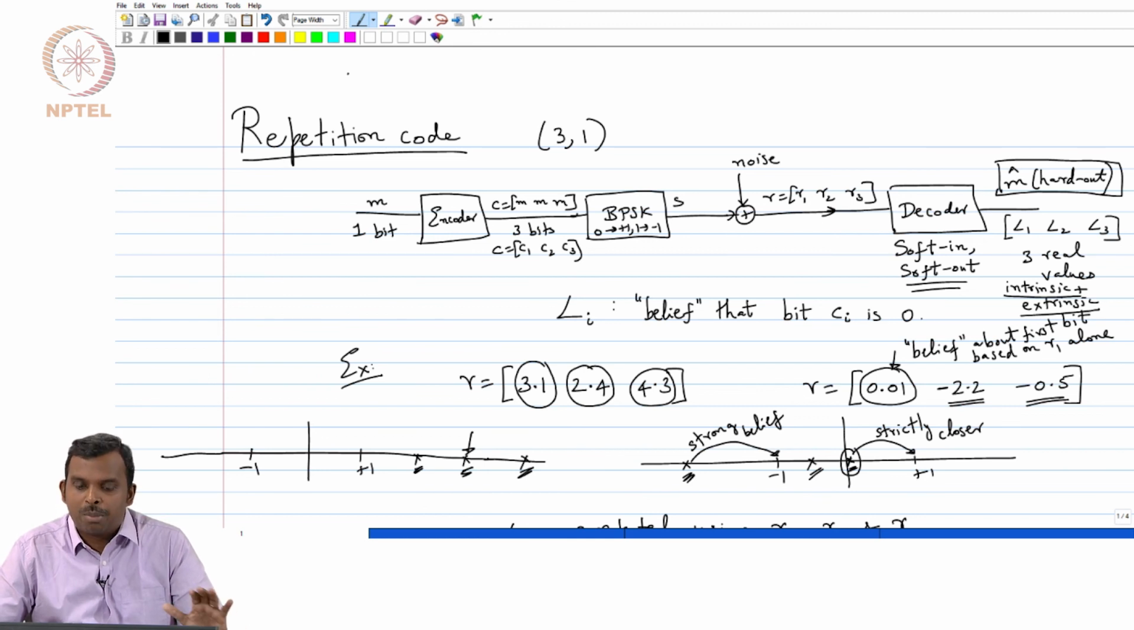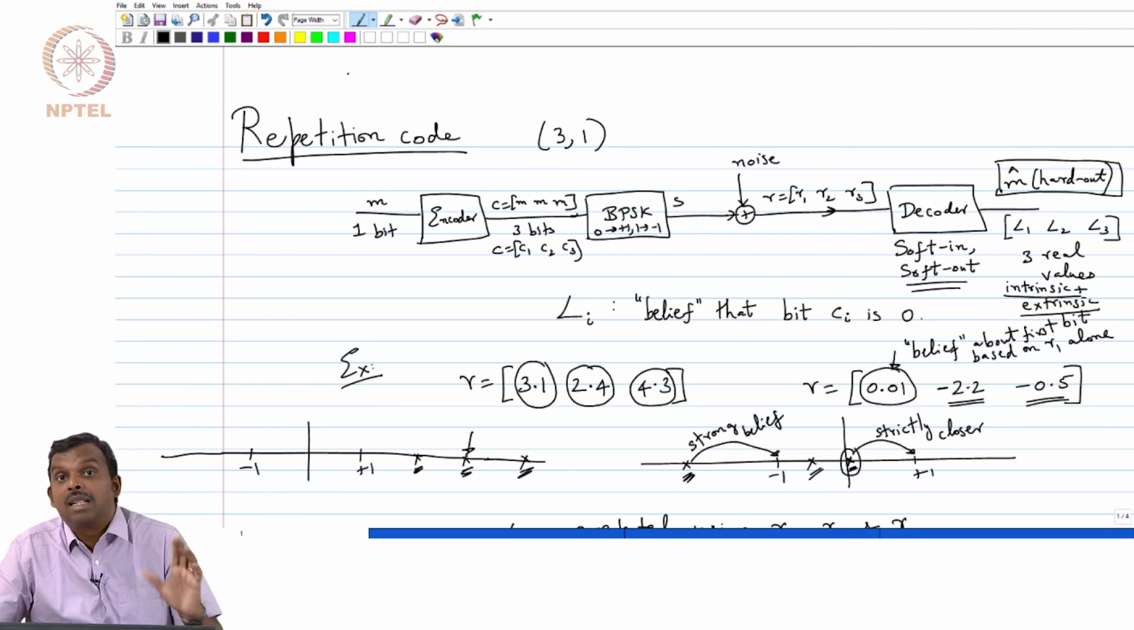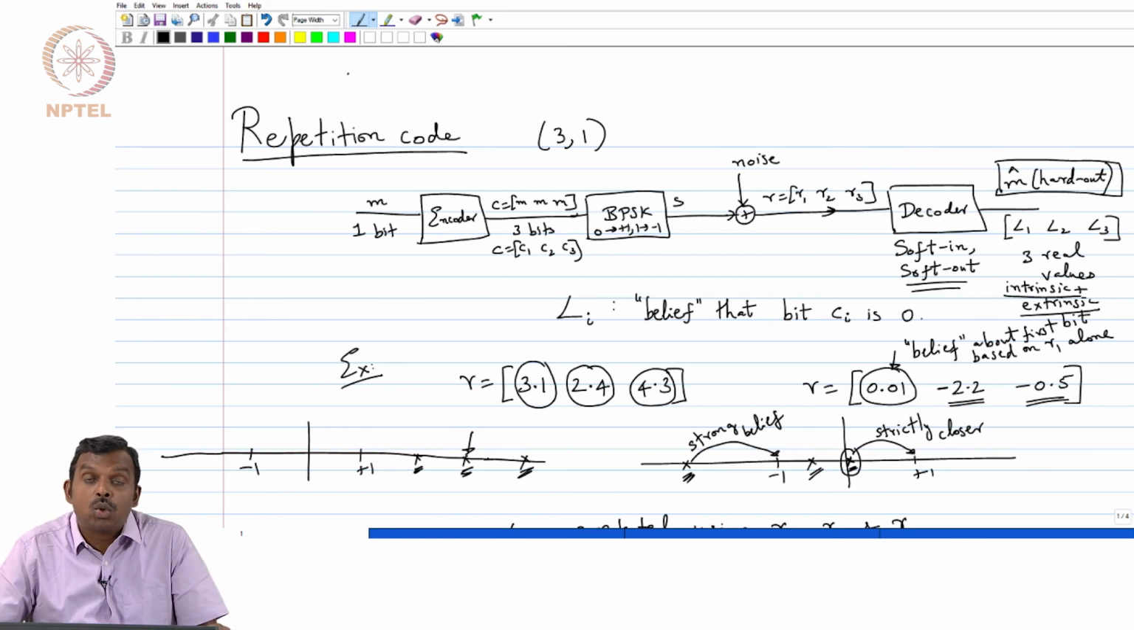I am not going to show you the MATLAB code for this at this point. Maybe later on we will see that. But what is more important is the single parity check code as well. So, this is the repetition code; we started with that. Hopefully, this is clear. In the next lecture, we will move on to the single parity check code, and we will see how to repeat the same thing for it.